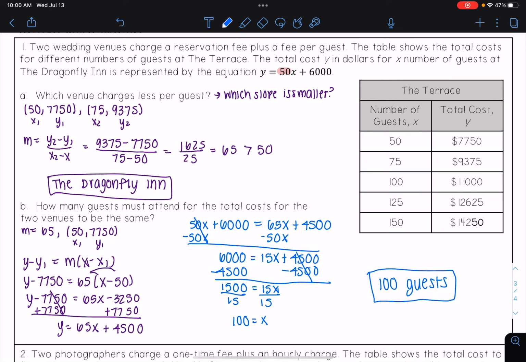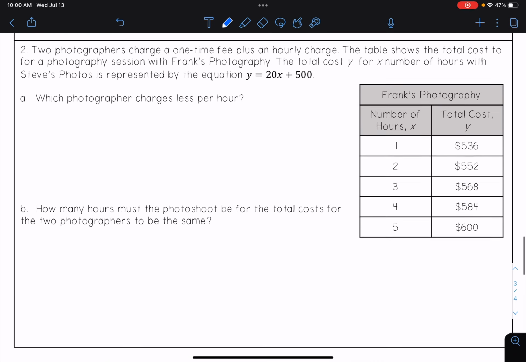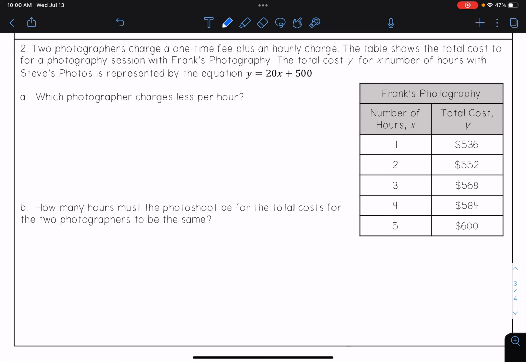And you can always check your work from here. So I see on my table at 100 guests, it costs 11,000. And I see if I were to plug in 100 into 50x plus 6,000, 50 times 100, I get 5,000. 5,000 plus 6,000, I get 11,000. So it checks out. Okay, let's try another one.